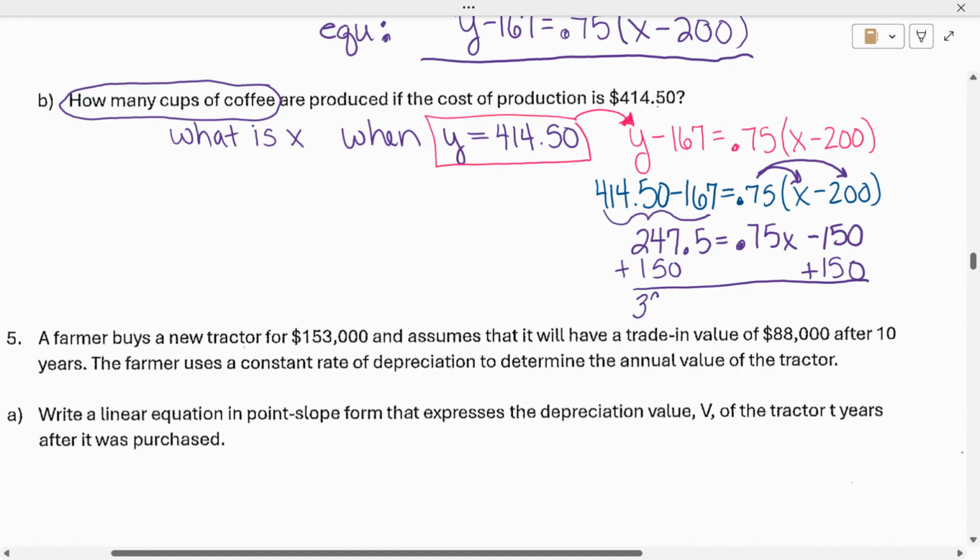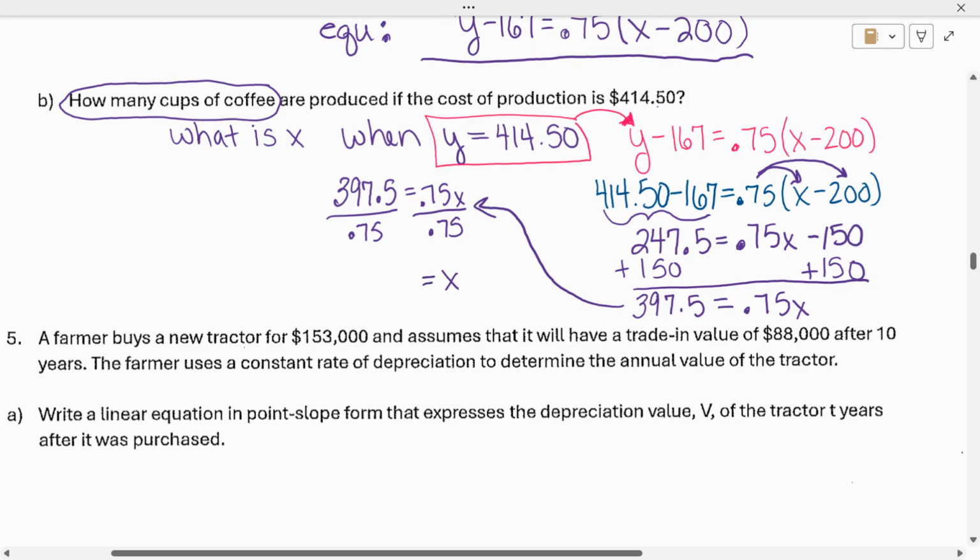So that gives me 397.5 equals 0.75x. I'm going to rewrite that right here. 397.5 equals 0.75x. Trying to get x all by itself, what do I do now? Divide both sides by 0.75. So how many cups of coffee do I have to sell for a cost of $414.50? 530 cups.